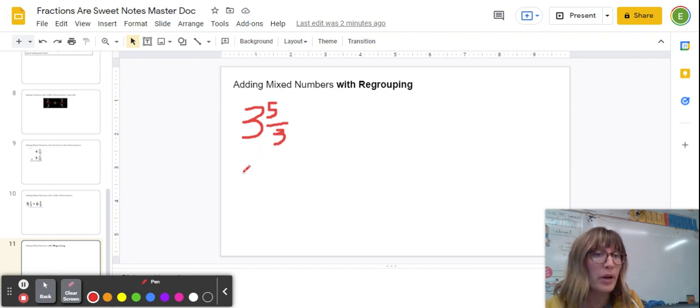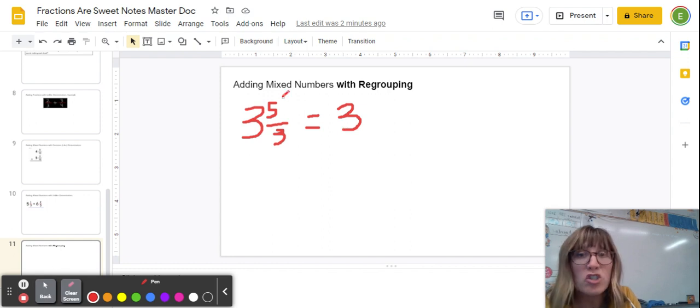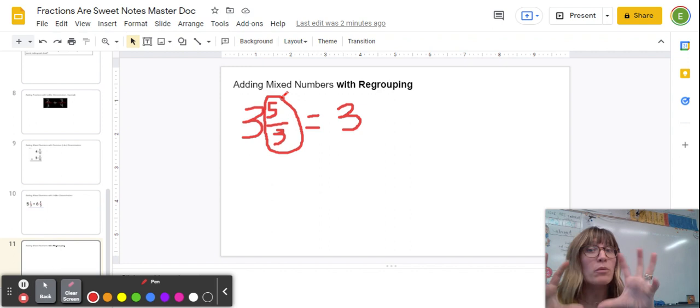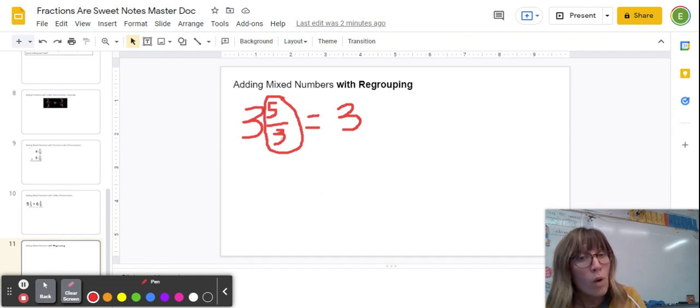So when we break it apart, what you can notice is that if we just look at the whole number, we still have just 3, right? If we just look at the fraction here, we have 5/3. And when we use what we know about converting an improper fraction to a mixed number, we're going to end up with how many threes can we pull out of 5? Sorry, how many threes can we pull out of 5? 1, with 2 left over out of 3.